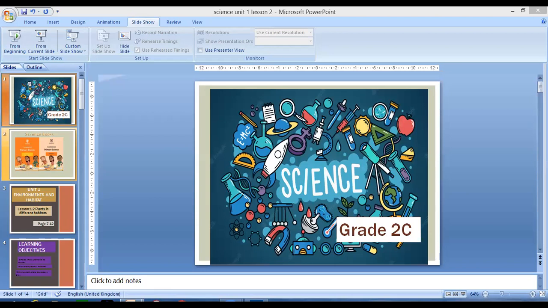Today in science, we are going to start with the Learner's Book lesson. Here we are on Unit 1, Environment and Habitat, Lesson 1.2, Plants in Different Habitats. Pages are from 7 to 12 of your Science Learner's Book.